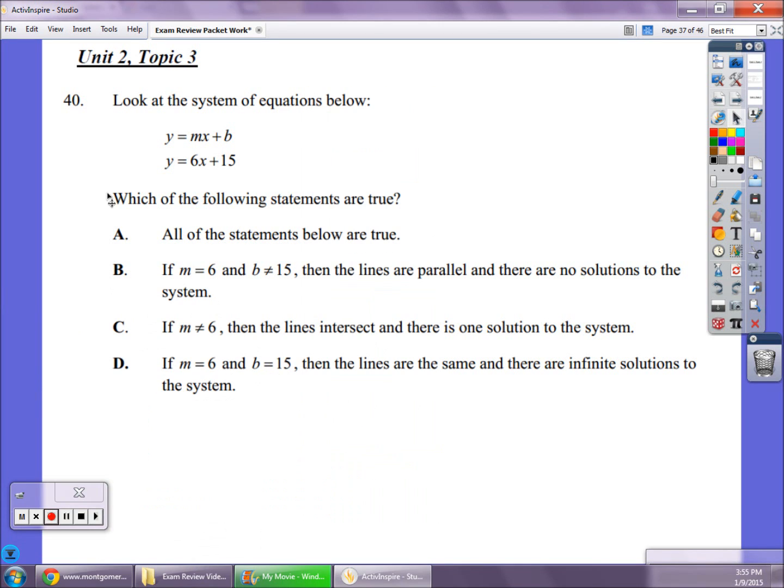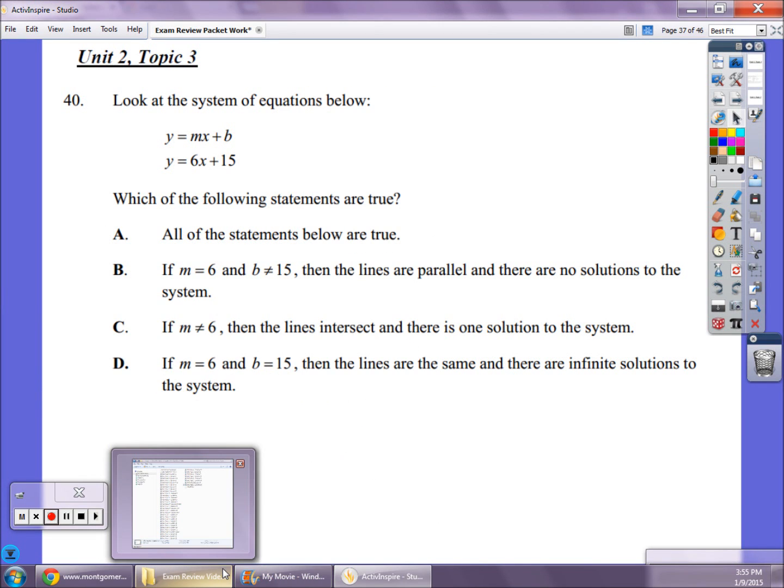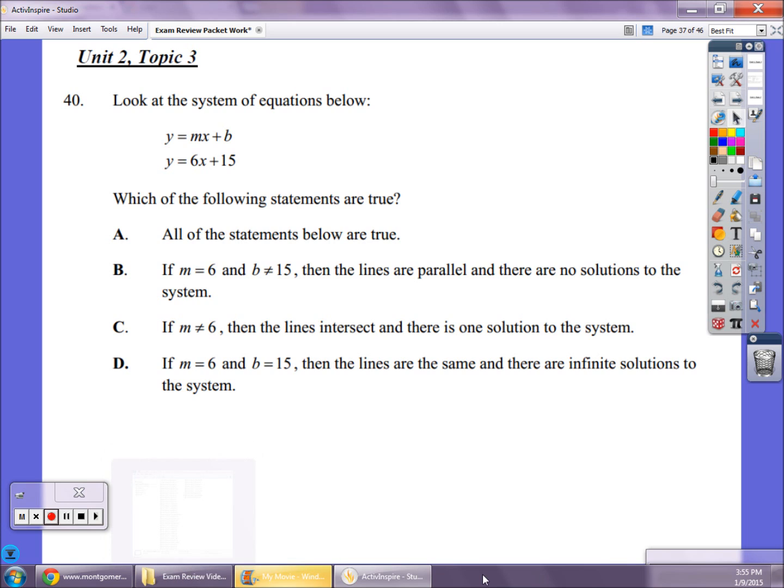Okay, today we're going to be looking at Unit 2, Topic 3, questions 40 through 41. So I'm going to do a few of these multiple choice questions on the same video.